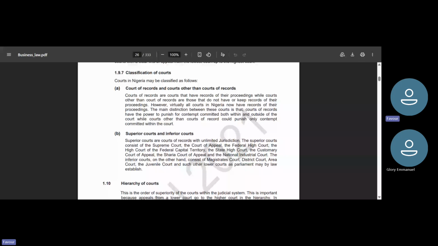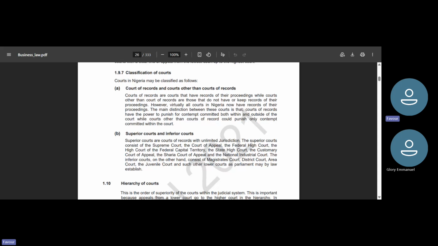Although in Nigeria now, I think almost all the courts have records of their proceedings. So the major distinction between these courts is that courts of record have the power to punish for contempt committed both within and outside of the court. So you can hear, oh, so a person has been held in contempt of the court.